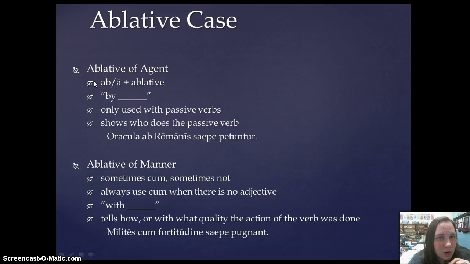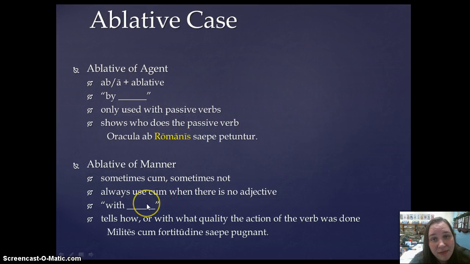Just as a little review to remind you of the ablative of personal agent, it is a use of the ablative that requires you to have the preposition ab or a, and it translates by blank, right? And it's only used with passive verbs because it shows you who is doing the action of the passive verb. So if we look at our example sentence here, oracula ab Romanis saepe petuntur, okay? Our ablative noun here is Romanis, okay? And that's telling us who is doing the petuntur, this passive verb, okay? So oracles are often sought by the Romans, okay?